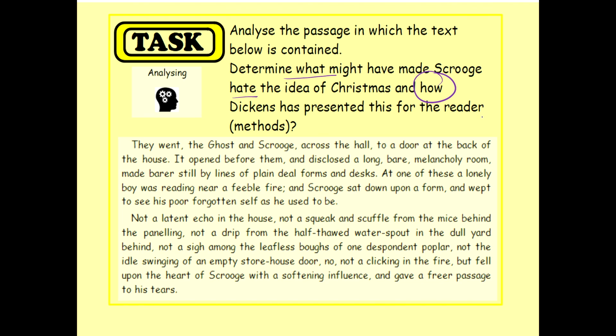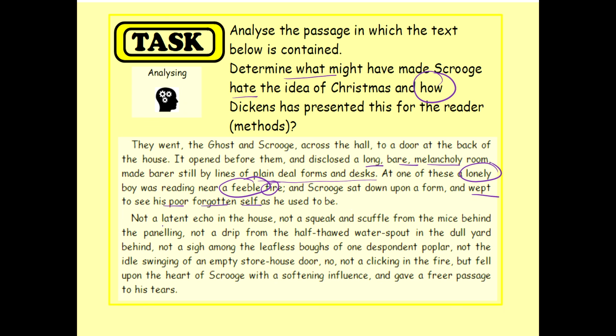They went, the ghost and Scrooge, across the hall to a door at the back of the house. It opened before them and disclosed a long, bare, melancholy room, made barer still by the lines of plain deal forms and desks. At one of these, a lonely boy was reading near a feeble fire, and Scrooge sat down upon a form and wept to see his poor, forgotten self as he used to be.